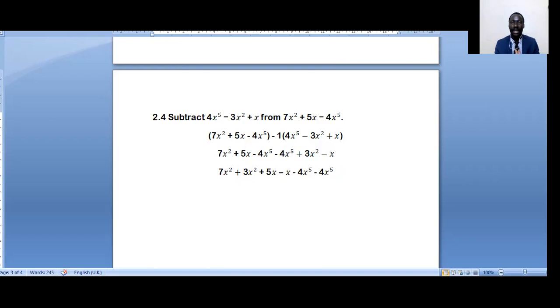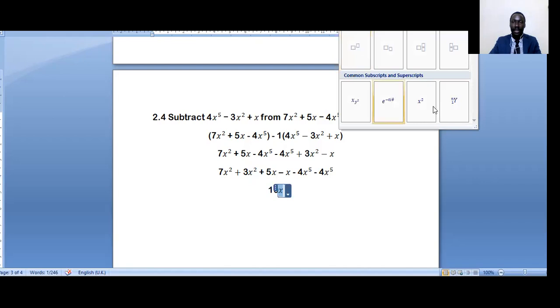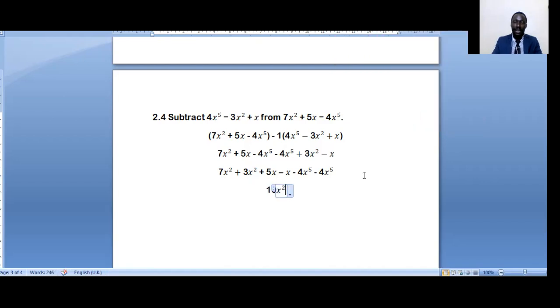Now, what's going to be the next step? The next step in this case is going to be to add. So we will add the numbers in front. We will not add the letters, okay? So 7 plus 3 is 10. We keep the x squared the way it is.